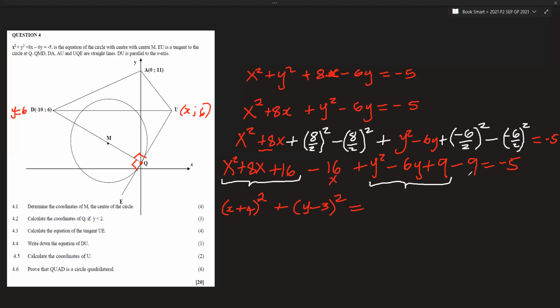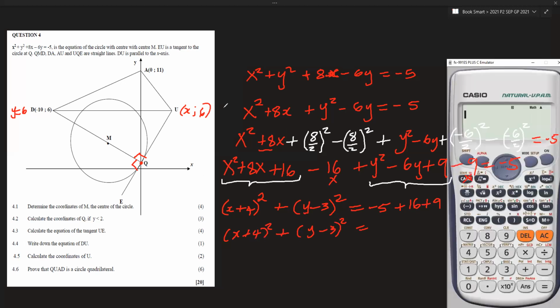Remember this part and that part, I haven't used them, so I'm going to move them to the other side of the equation. That side I had minus 5. The negative 16 becomes positive, the negative 9 becomes positive. Then I have x plus 4 squared plus y minus 3 squared equals, let's quickly use a calculator, I'm a bit lazy, minus 5 plus 9 plus 16, which equals 20. Awesome.